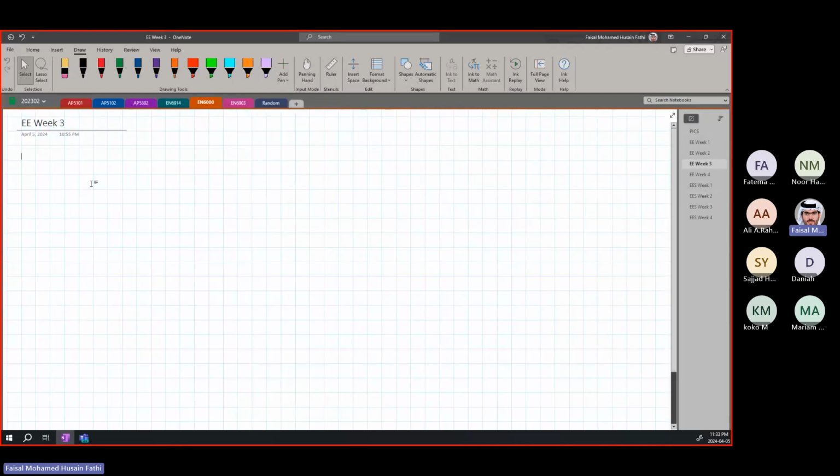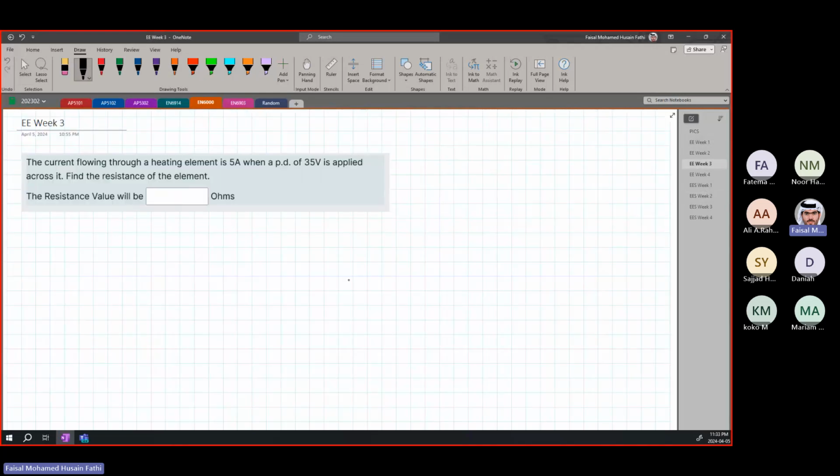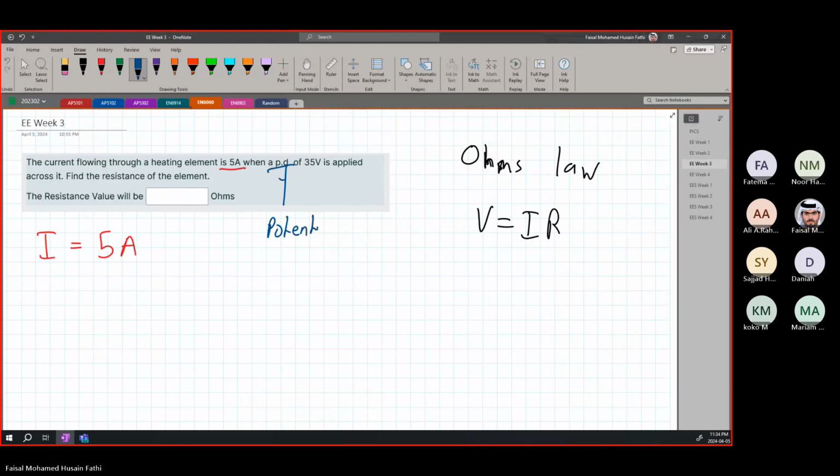Going on to week 3. Week 3 is just Ohm's law, which is the same thing we are using so far. Before, we were using power law mostly. Now we use Ohm's law, which is V equals IR. Okay. The question says the current flowing through a heating element is 5 amperes. So I is equal to 5 ampere, when a PD, which means potential difference. That's what PD stands for, which also means voltage.